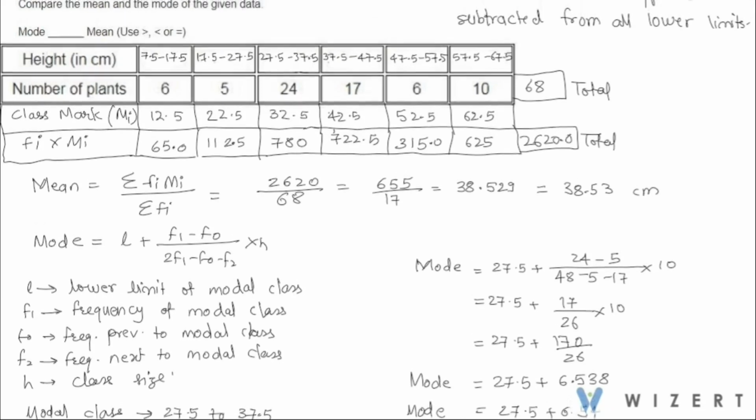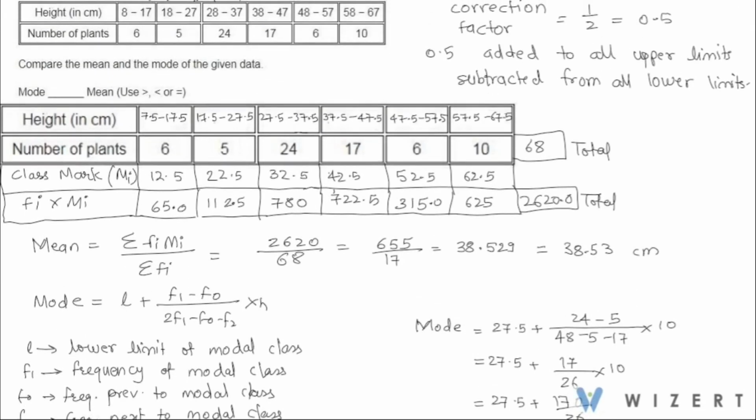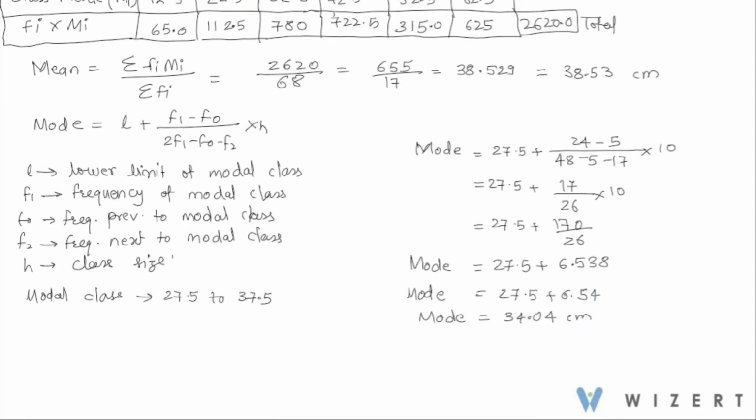So clearly the mean is greater than the mode. This is the mean and this is the mode. Clearly the mean is greater than the mode of the data, so this is the answer.